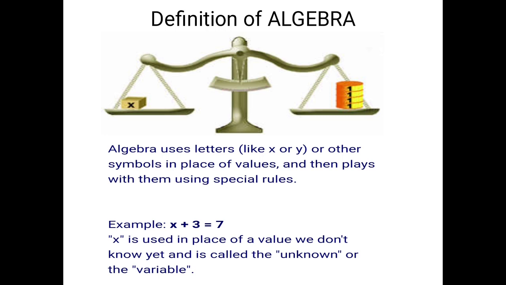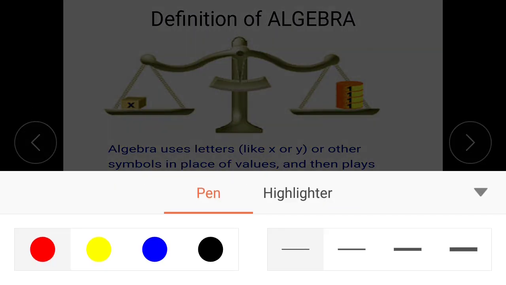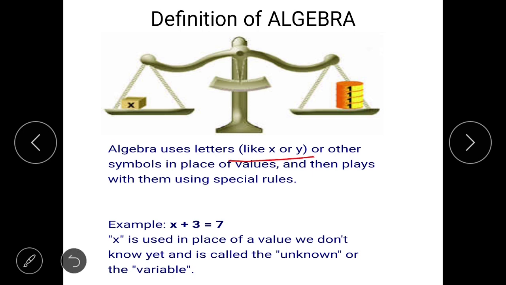In algebra, we use letters like x or y. We use letters such as x or y or other symbols in place of values and then play with them using special rules. Now, these alphabets should be lowercase. Whether it is x or y, we can use any alphabet but it should be lowercase. So in algebra we use lowercase letters such as x, y, a, b, c, d, and so on.